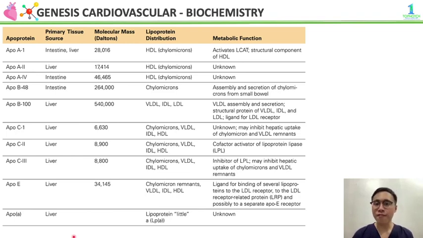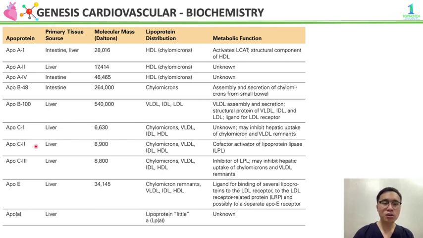I'd also like to emphasize that there are several apoproteins that play a major role when it comes to the metabolism of these lipids. For example, we mentioned earlier LPL, lipoprotein lipase, right? I'd like to mention that ApoC2 over here is actually the cofactor activator of LPL. On the other hand, just add one number, you have ApoC3. And ApoC3 is an inhibitor of LPL. Okay, so they may inhibit hepatic uptake of chylomicrons and VLDL remnants.